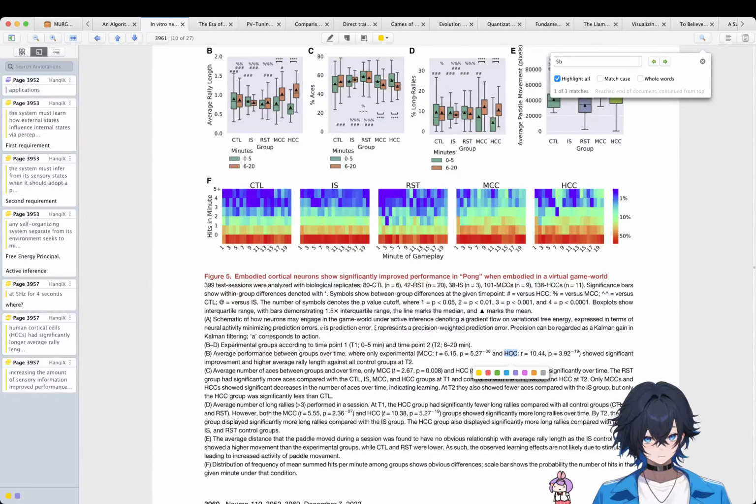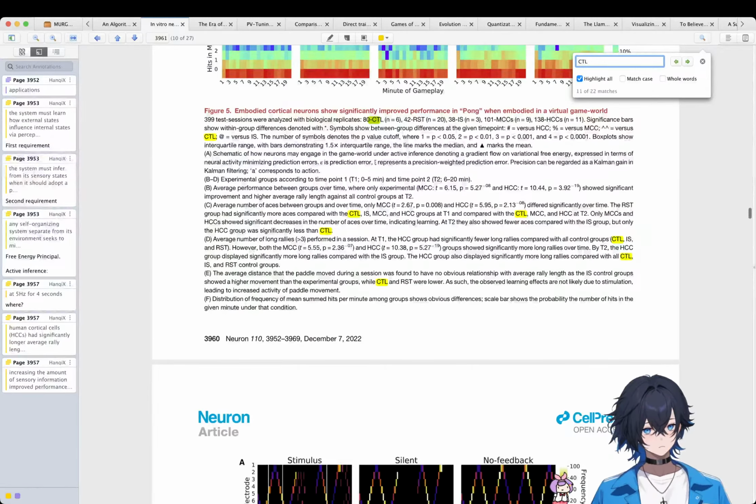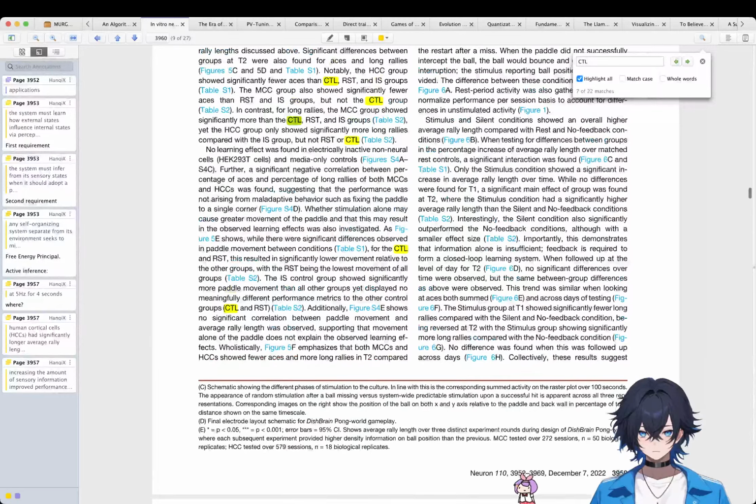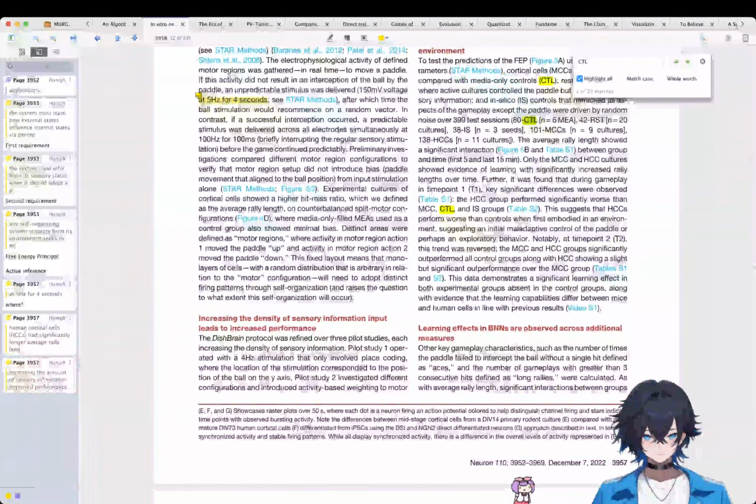Mouse brain, is that human cortical neurons? What is RST? And IS? Control groups. What is, oh my god, these abbreviations, man. Oh, CTL, CTL. Okay, what is this?